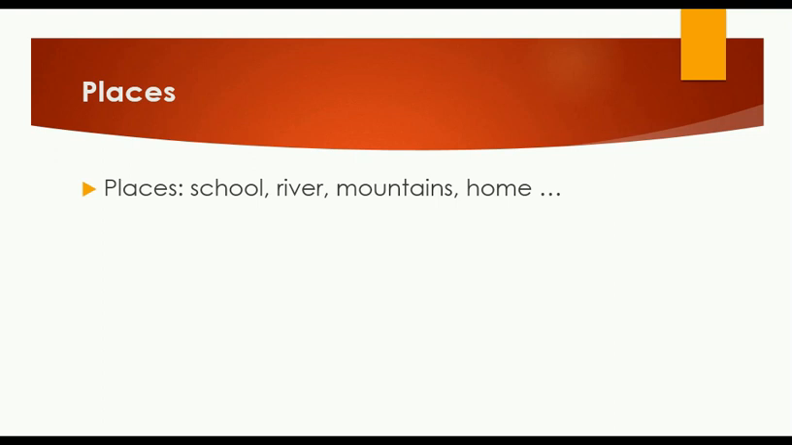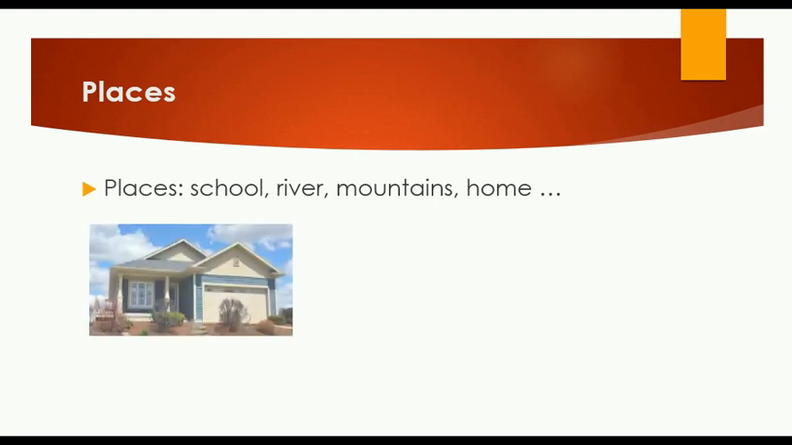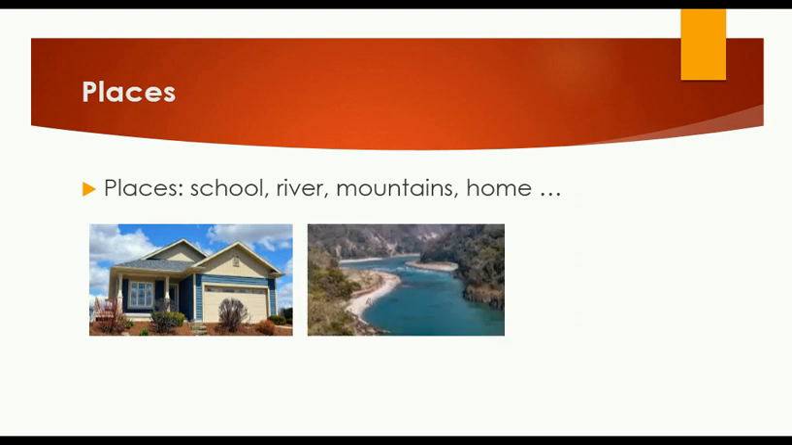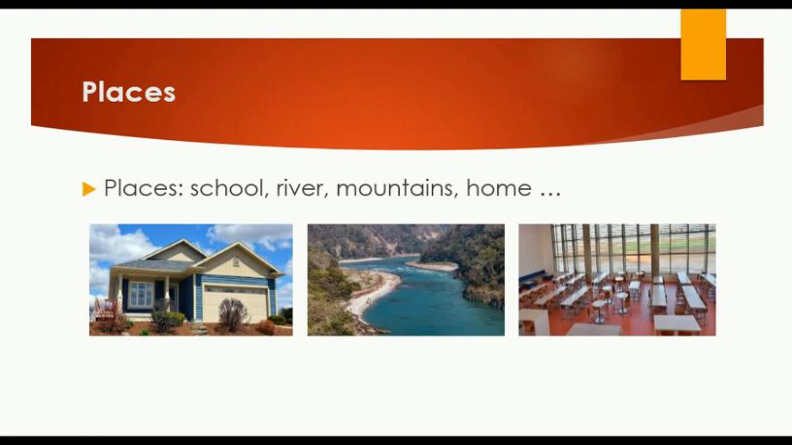We have places like schools, rivers, mountains, home. For example, we can see a house. We can touch it, okay? We can see the river, for example. We can touch it, so we can touch the water. We can see the schools, okay? So we can touch the tables, we can touch maybe the walls, and etc.